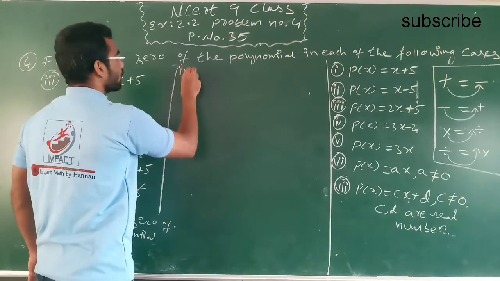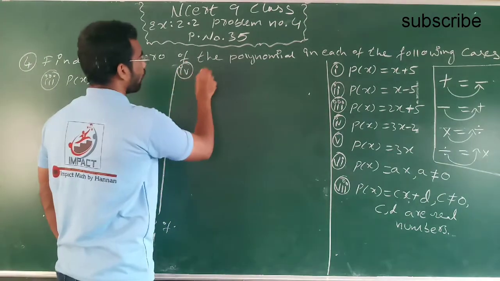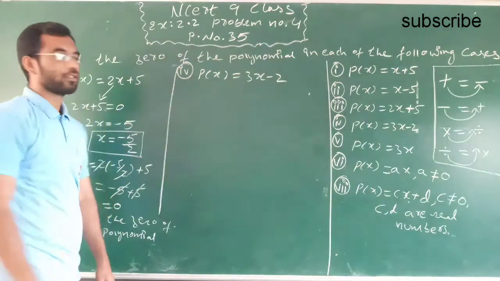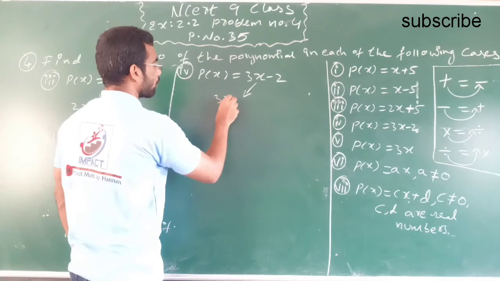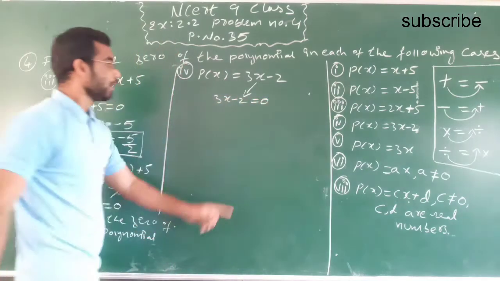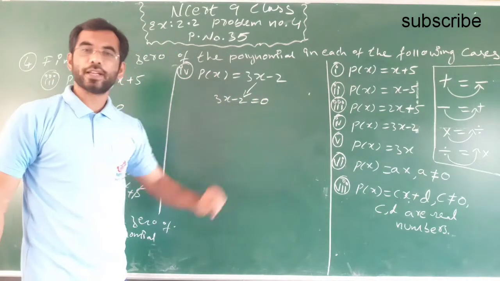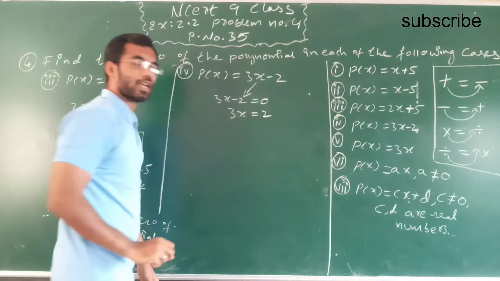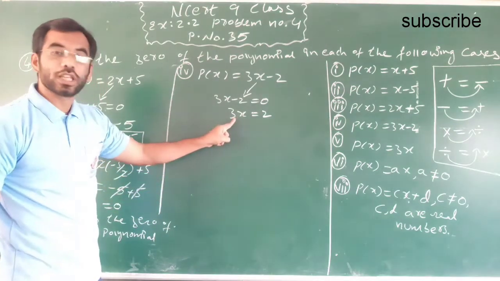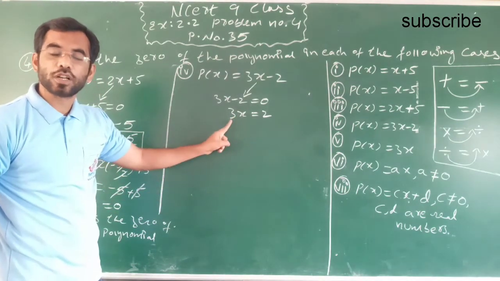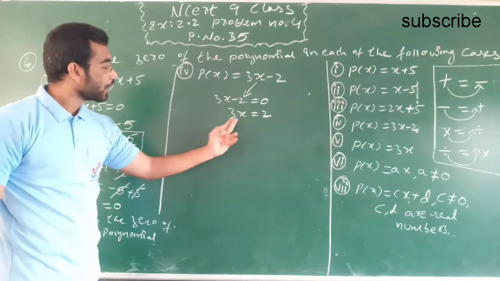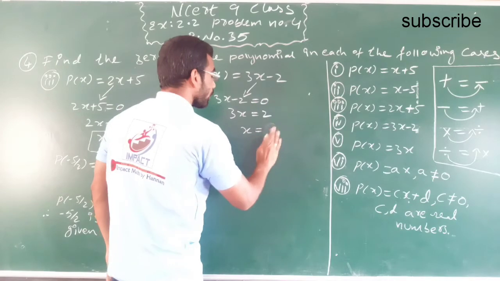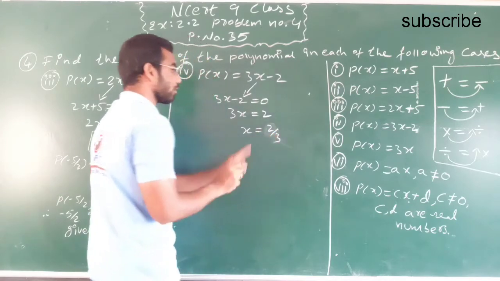Fourth one. In the fourth one, it says that p of x equal to 3x minus 2. Take this, 3x minus 2 is equal to 0. Now, if I am sending this minus 2 towards that side, then it will become 3x is equal to 2. Now, I should send this 3 also. It is in multiplication. So, x is equal to 3 by 2. Sorry, x is equal to 2 by 3.